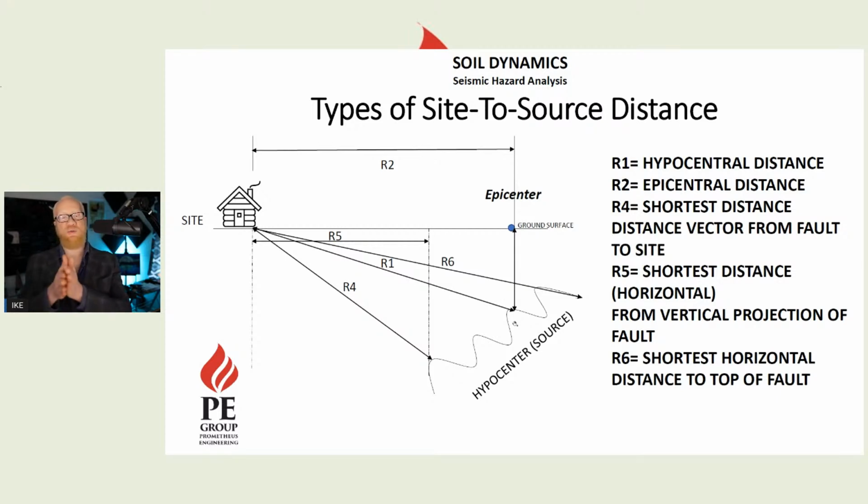Where the fault moved. So there is another distance, right? Which is R5 here, the shortest distance. So the point here is we're thinking qualitatively: how is this house over there going to shake at the site? And what is it depending on?